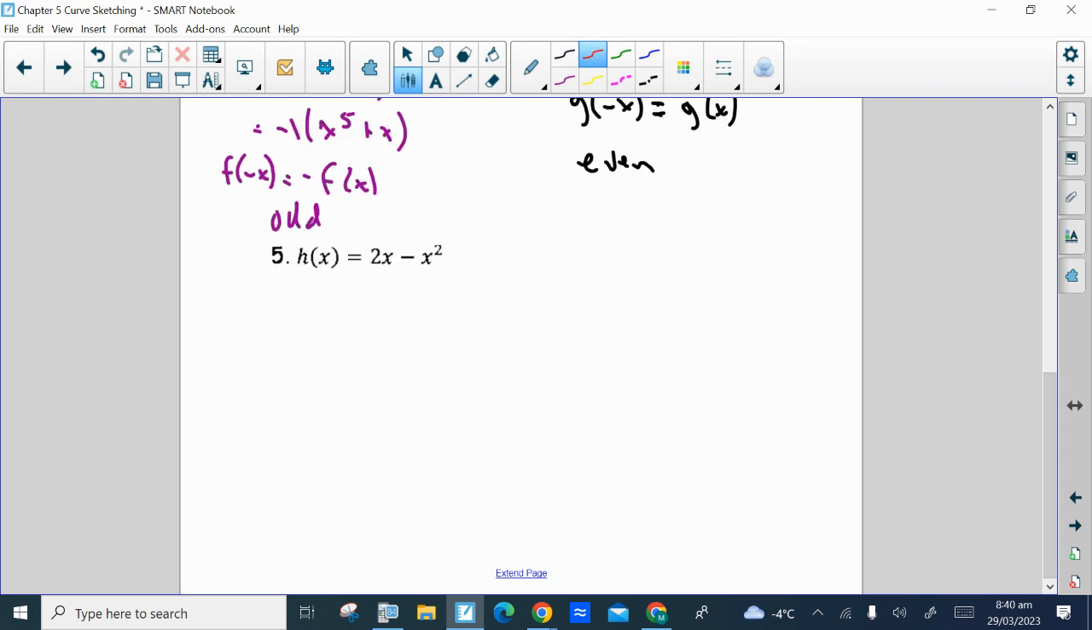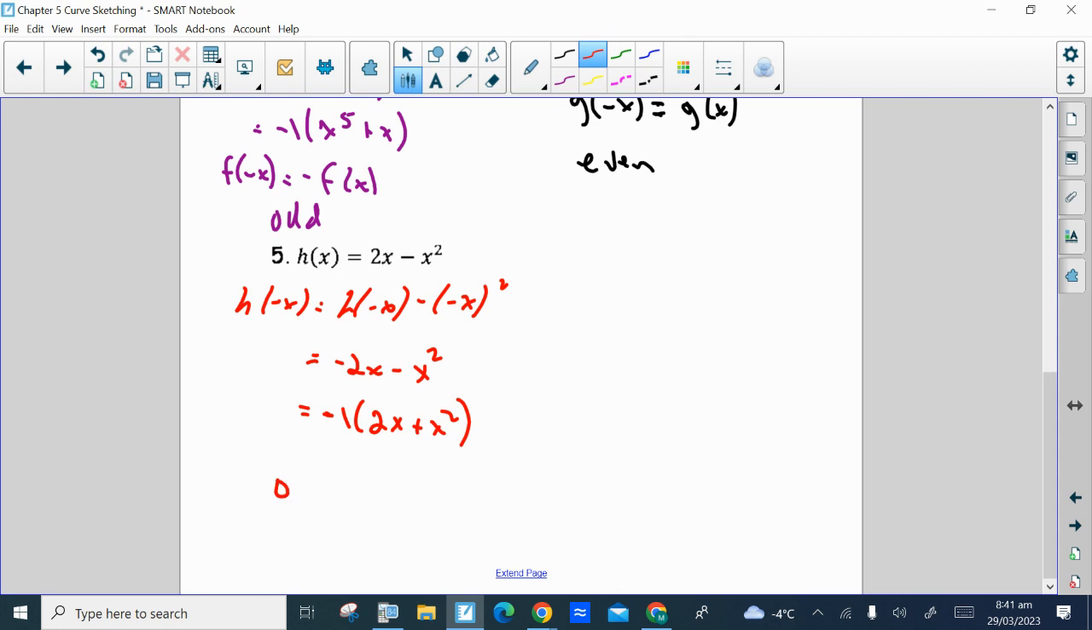And looking at number 5, if we find h at negative x, two times negative x is negative 2x, and when you square negative x, you're going to get positive x squared. So that's not the same as what we started with, and in this case, if you take out a common factor of negative 1, you'll get 2x plus x squared, which is also not what we started with.